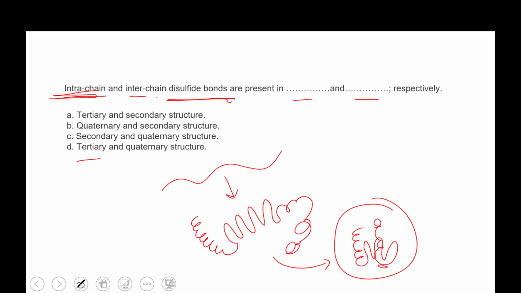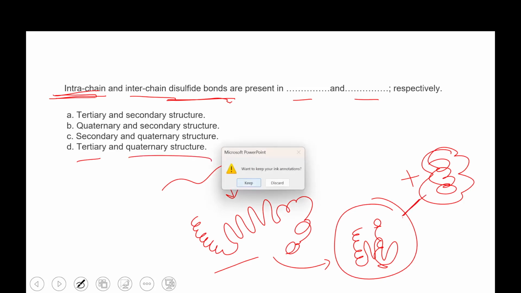And if it is interchain, it means this is one polypeptide and there is another globular protein, and these two proteins are joined by disulfide bridges. That makes the quaternary structure of the protein.